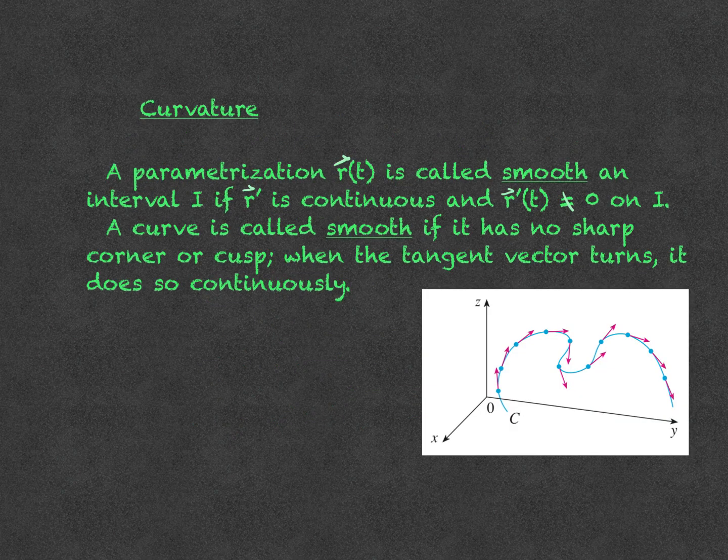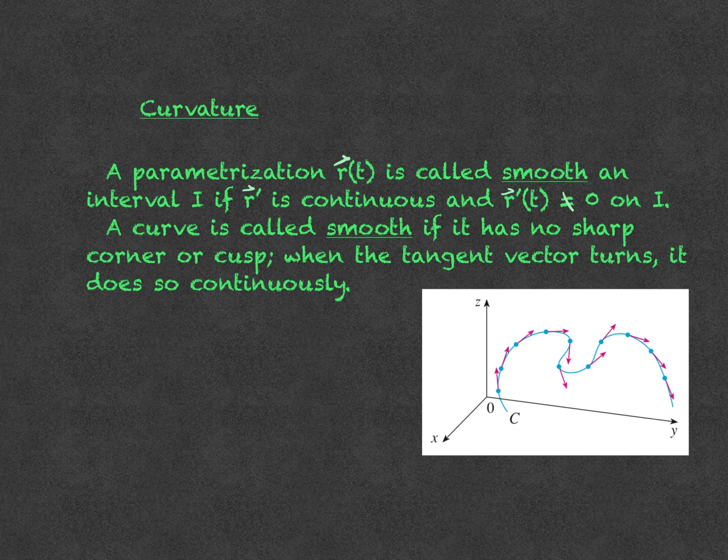The next part here looks at curvature, and the parameterization r of t is called smooth on an interval I if r prime is continuous and if r prime of t does not equal 0 on the interval. So we define smooth in algebra as having no breaks and no sharp turns. But here a curve is called smooth if it has no sharp corner or cusp. So when the tangent vector turns, it does so continuously. You can see all these tangent vectors happening here.